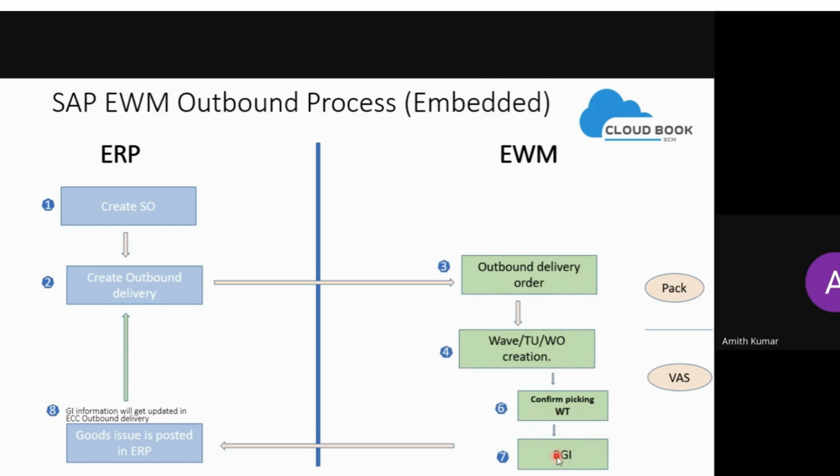When I perform a goods issue, the stock will get reduced in our warehouse, so the information needs to be updated in ERP also. That's the reason you see this interface. After I do a PGI, the interface gets triggered to ERP. So this is the basic outbound flow which we generally follow in EWM. We saw a basic inbound flow and a basic outbound flow. This is how it works in EWM.